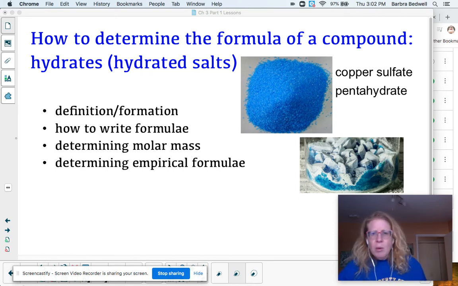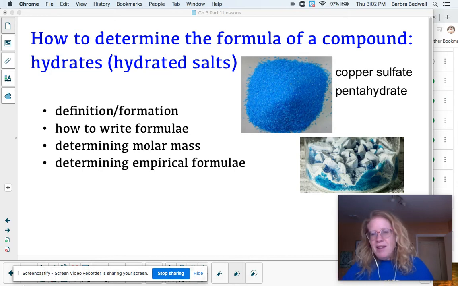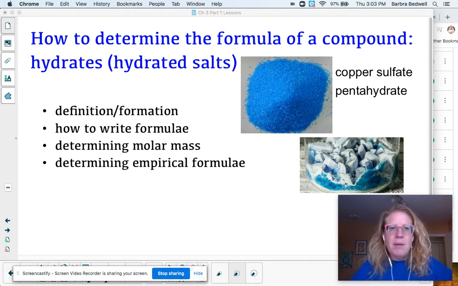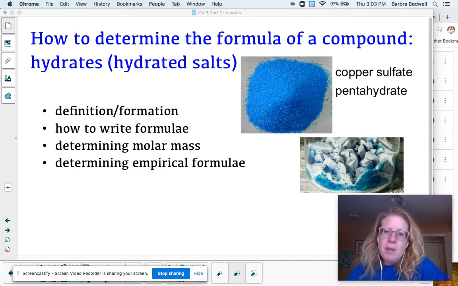So with these, we'll talk about what a hydrated salt is, in general how we write the formulas and all that stuff, and then how we apply that empirical formula problem type in a slightly different way to dealing with hydrated salts. Normally if we were in person, this is definitely one of the big labs that we typically do: determining the empirical formula of hydrated salts.